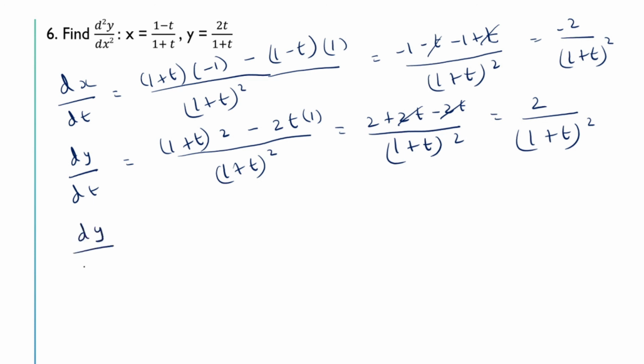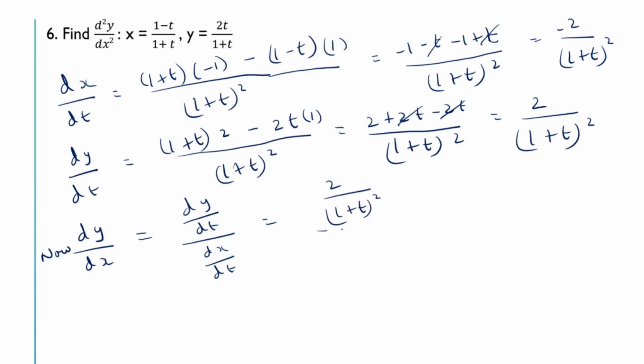Now dy by dx is equal to dy by dt divided by dx by dt. dy by dt is 2 by 1 plus t the whole square, and dx by dt is minus 2 by 1 plus t the whole square. So this is equal to minus 1.